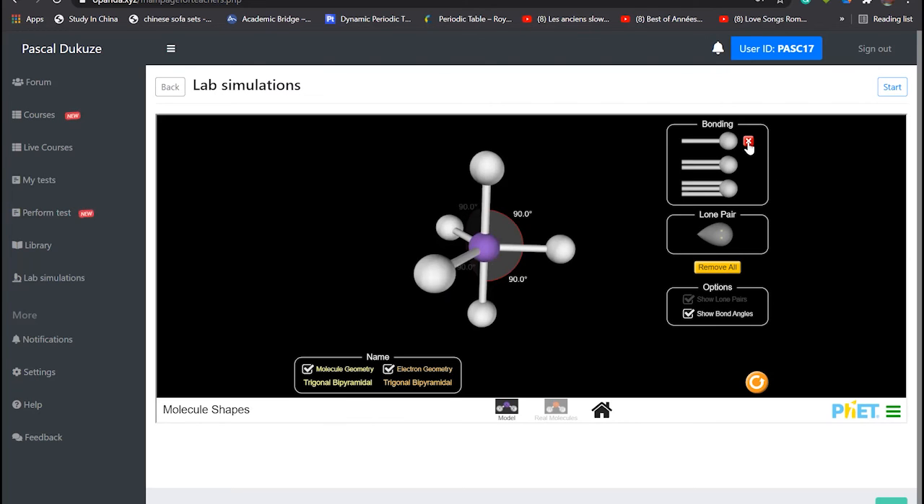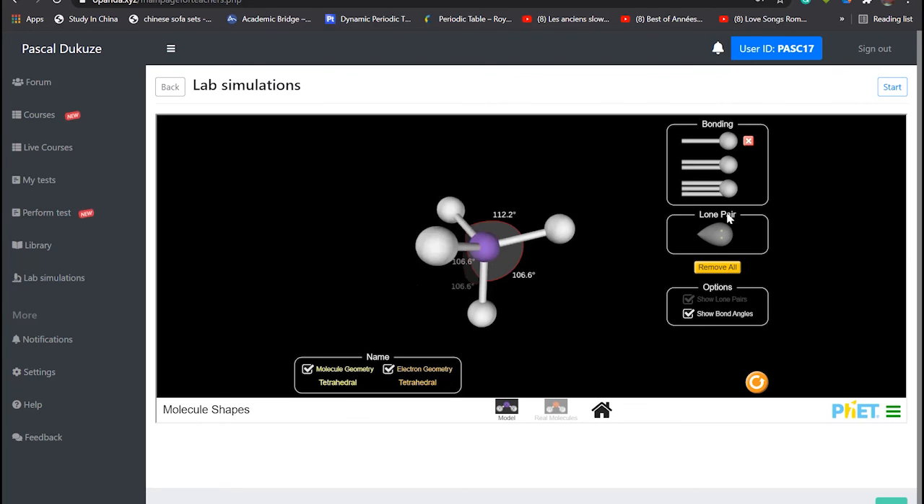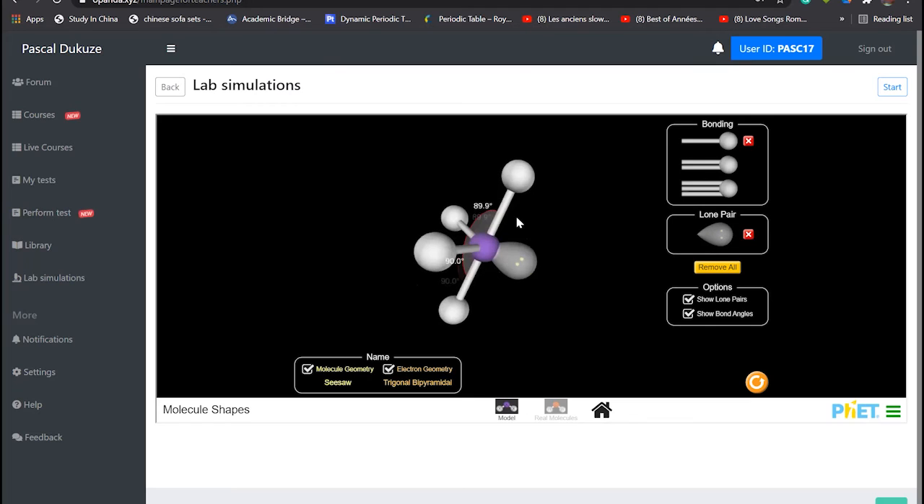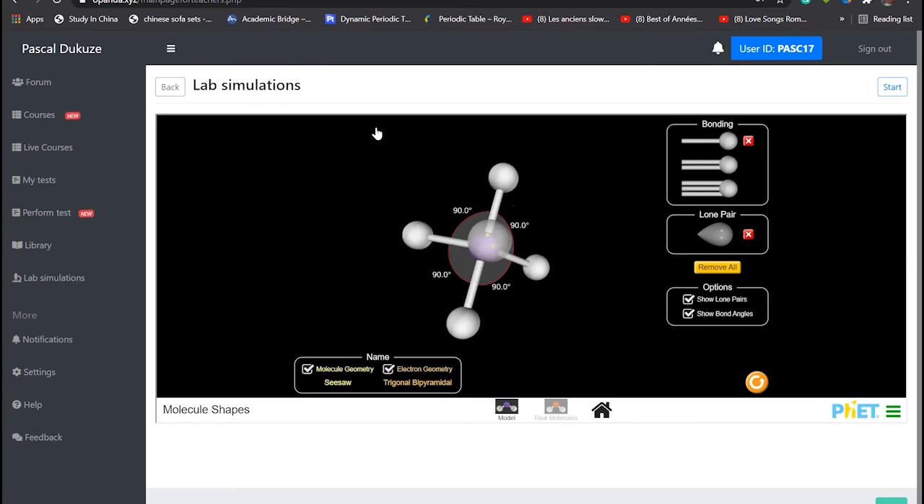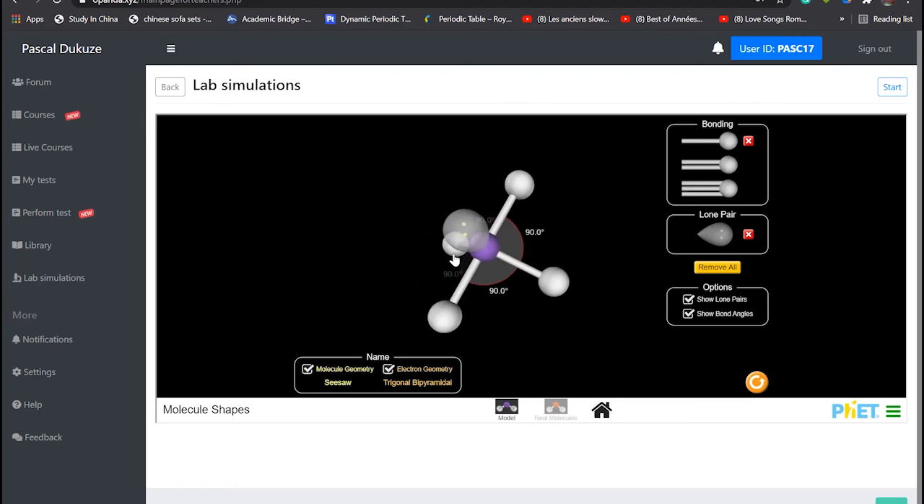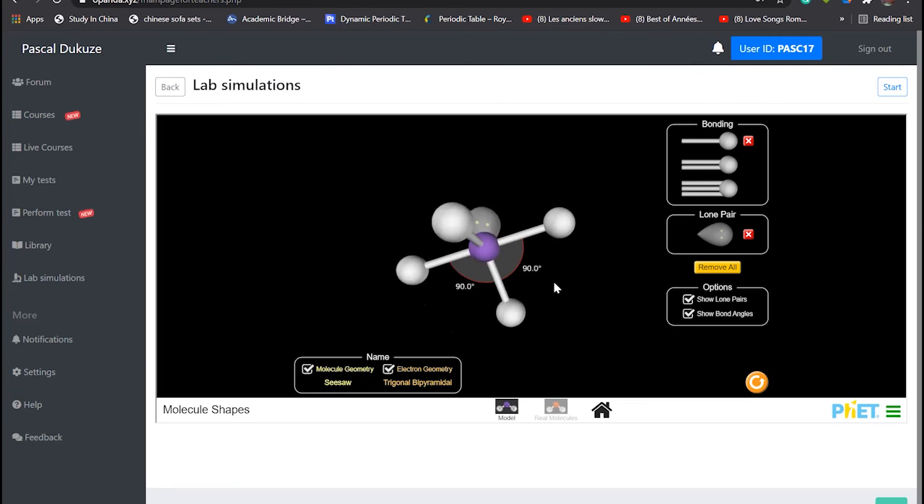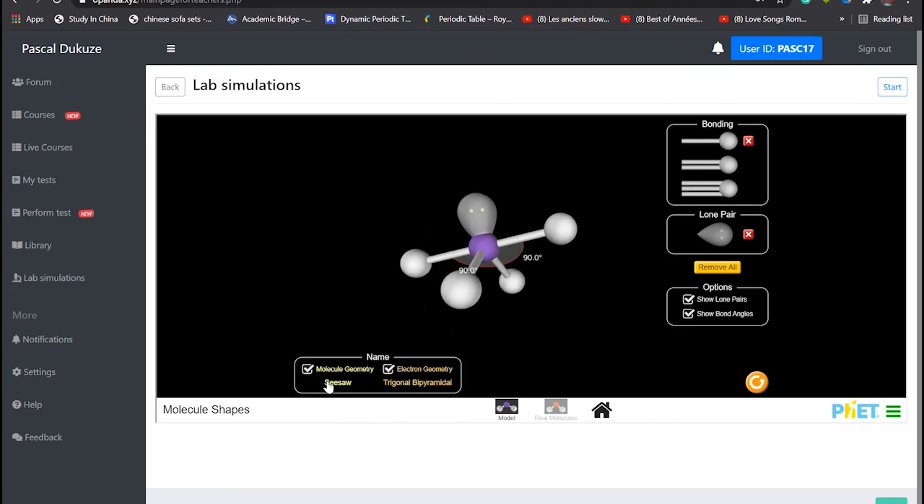What happens when I remove this and add a lone pair? We get this. What we get will be something new, and the name also changes. We call this one a seesaw. It is the seesaw. But still, the arrangement of electron pairs, all of them, including the lone pair, is still trigonal bipyramidal.